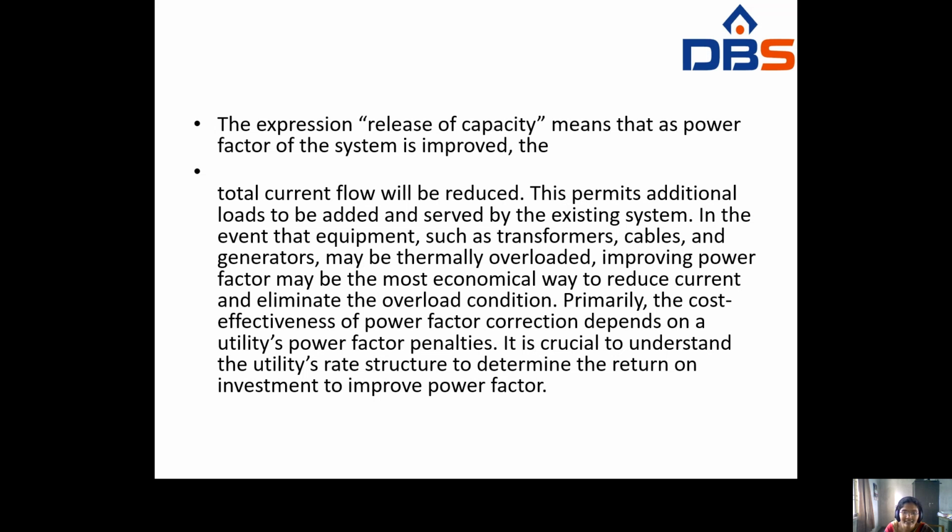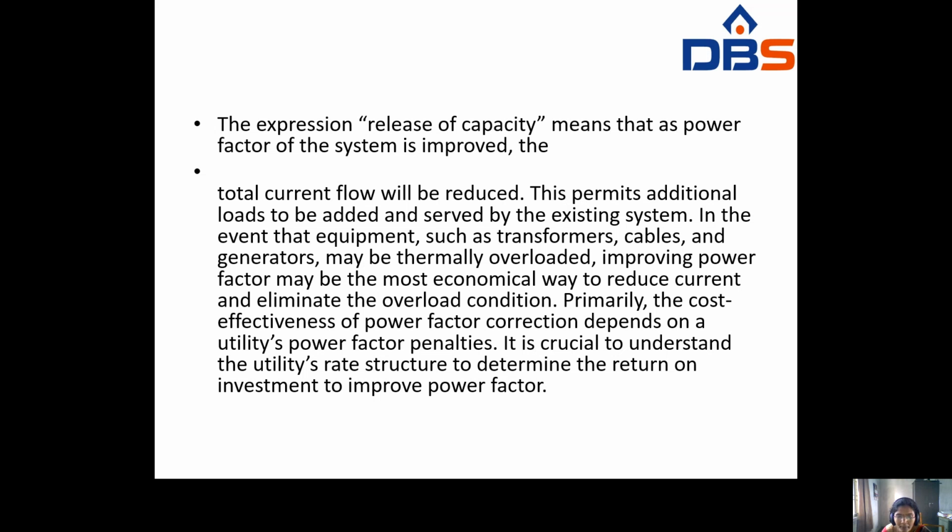In the event that equipment such as transformers, cables and generators may be thermally overloaded, improving power factor may be the most economical way to reduce the current and eliminate the overload condition. Whenever these electrical equipments are overloaded, improving the power factor is the most economical way to reduce current and eliminate the overload condition.